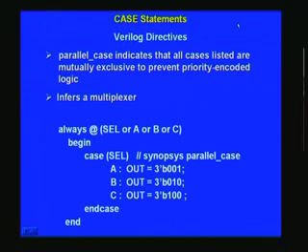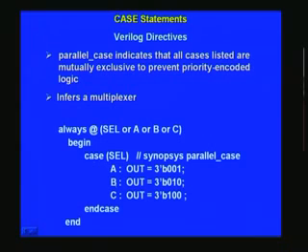Another Verilog directive is parallel case, which indicates that all cases listed are mutually exclusive, to prevent priority encoded logic. We have seen the if else if combination to be priority encoded, and case to be not priority, right? Whatever be the condition here, it appears straight away at the output, all equally at the same time. So there is no nesting as in the case of if else if, wherein nesting normally takes place between muxes.